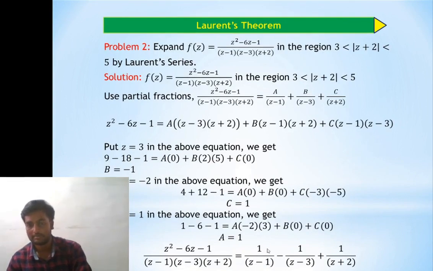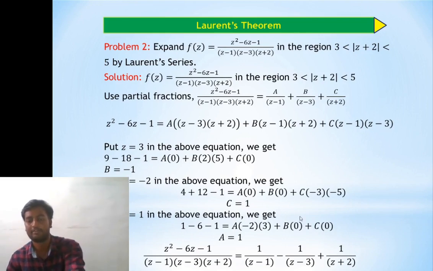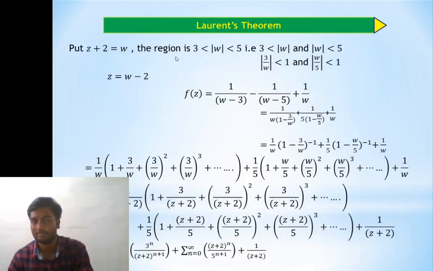Now you see the reason. The region is 3 less than mod z plus 2 less than 5. So take z plus 2 as w, then the region is 3 less than mod w less than 5. This can be split as 3 less than mod w and mod w less than 5. That means 3 by w less than 1 and mod w by 5 less than 1, so in your series you get these two terms. Now put z equal to w minus 2, then your series becomes this.